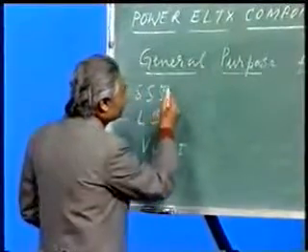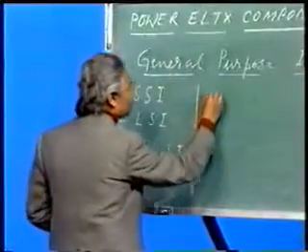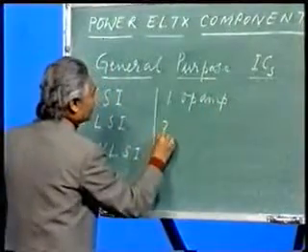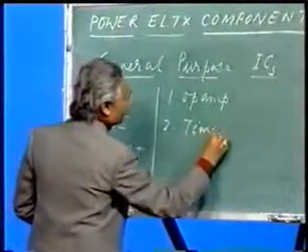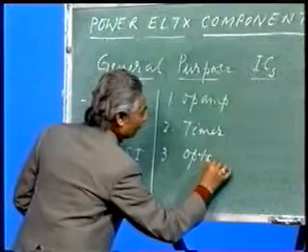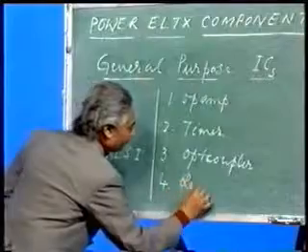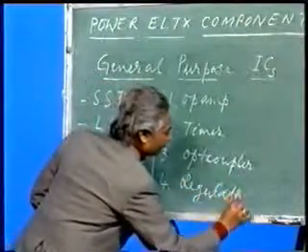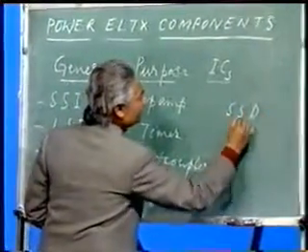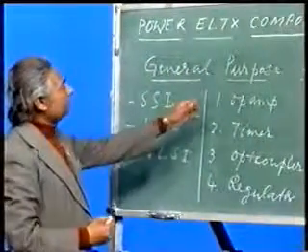Now under the name of general purpose ICs we will discuss here some very important ICs such as op amp, timer, optocoupler, regulator, and there could be another which is SSD, 7 segment display. To start with, let me explain the first IC which is op amp.